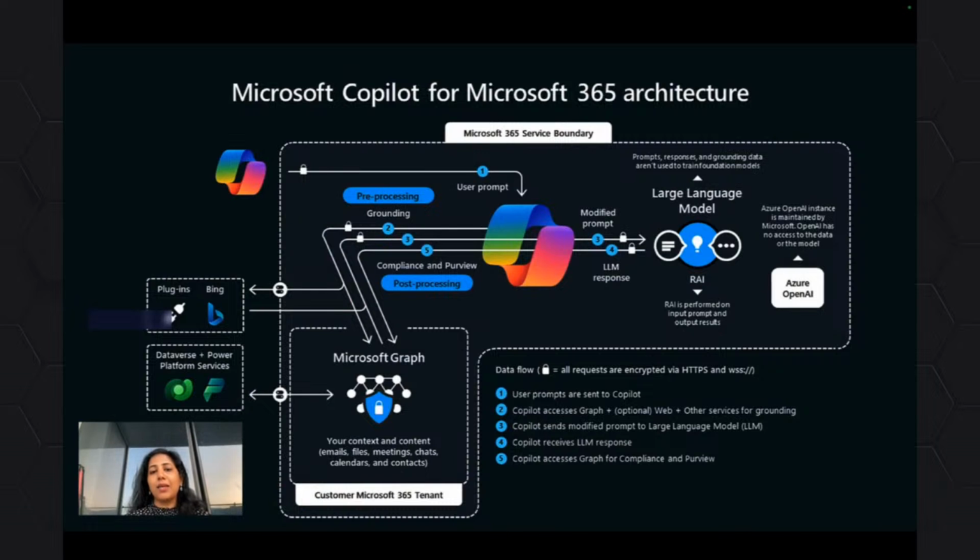Then the Copilot sends the modified prompt to your LLM. Directly it is not sent to the LLM; these modified prompts are sent to the LLM. That is the third step. Then the Copilot receives the LLM response, whether it could be Azure OpenAI or any other, responsible AI checks could be performed, and then the response again goes into compliance and Purview, which is the post-processing, and that's when you receive an output. So the moment I ask what is the recipe for pancake, this is all that happens before I get the response. So these are the details.